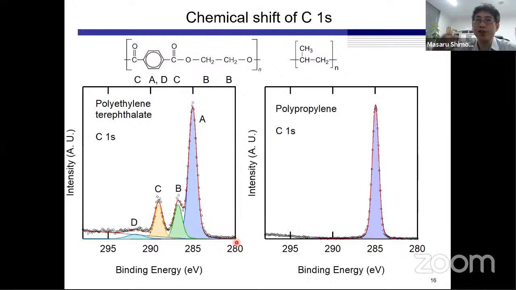We are always facing a similar problem. In this case, as I told you, it's an XPS core level spectrum of PET, polyethylene terephthalate. The amount of the A peak is just three times that of the B and C peaks, which is equal to the structure. For example, A is from a benzene ring, where 6 carbons exist. B is from 2 carbons included in the repeating structure, and C is also 2. So the ratio is just preserved as the structure is, and I think it's very quantitative.